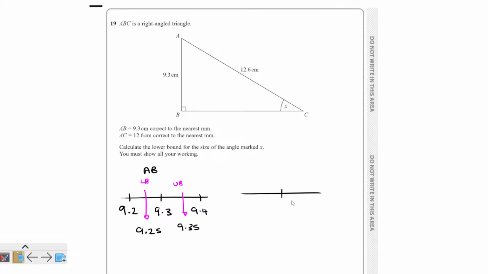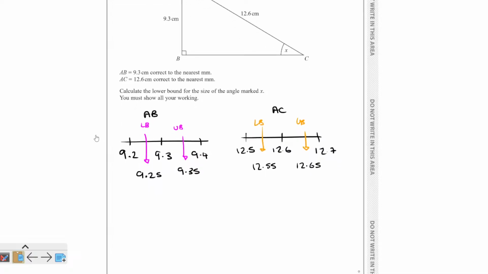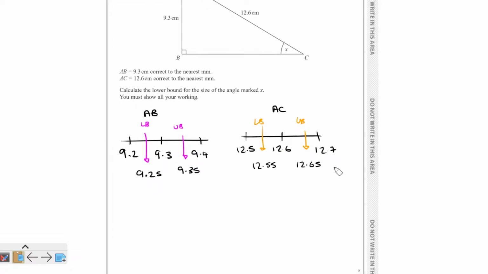Then I do the same for AC. 1 millimeter above, 12.7, 1 below, 12.6. Lower bound is there, upper bound is here. So that would be 12.55, 12.65. Okay, now that we've got both of those, we need to work out, because they've only asked us for the lower bound of the size of the angle, haven't they? So we need to work out which of these do we need.